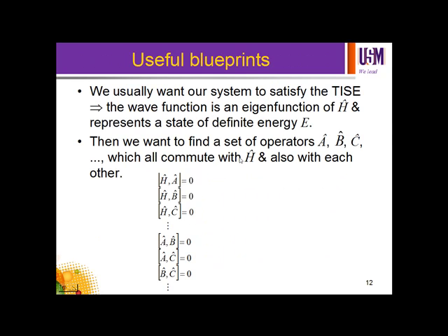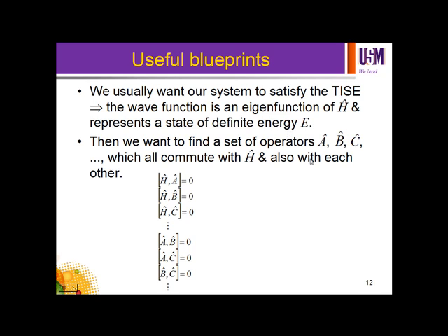And this provides us with a useful blueprint. For example, we usually want our system to satisfy the time-independent Schrodinger equation. The function is an eigenfunction of operator H and represents a state of definite energy E. Usually in the time-independent Schrödinger equation, we want to determine the eigenfunction. The wave function depends on the eigenfunction of operator H, that means Hamiltonian operator, and also represents a state of definite energy E.